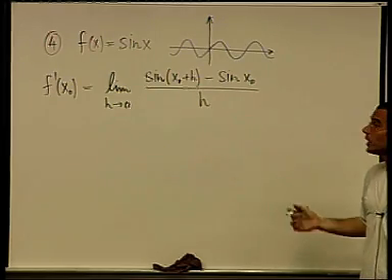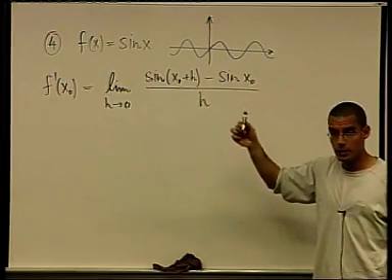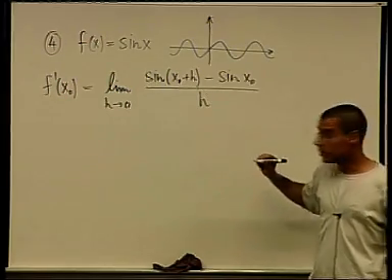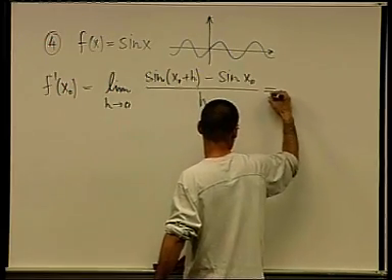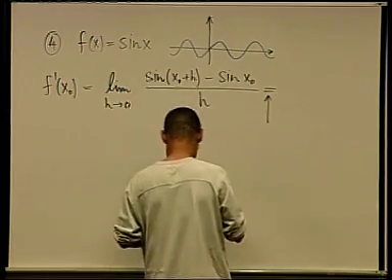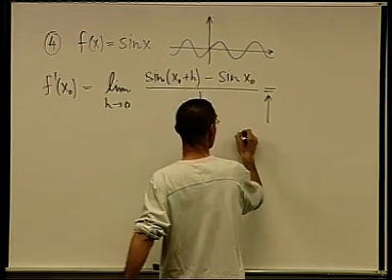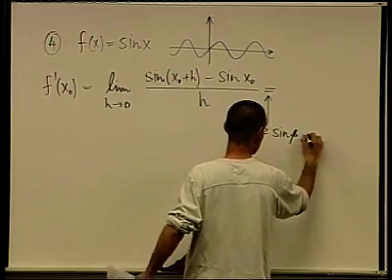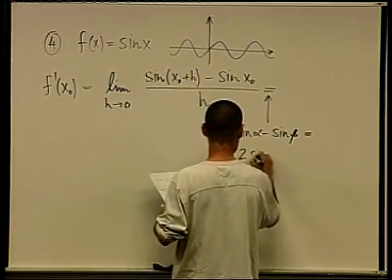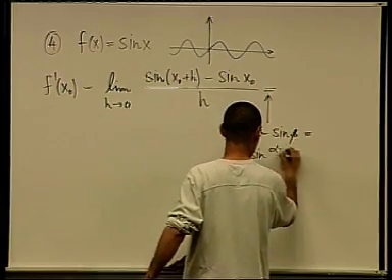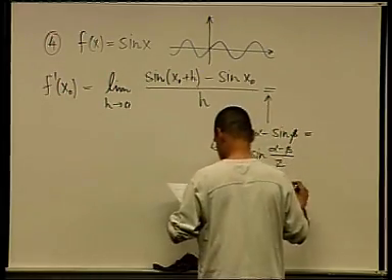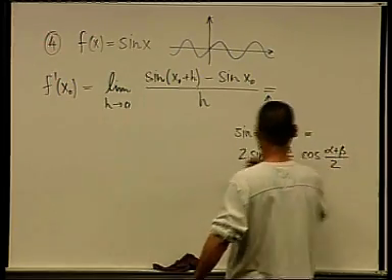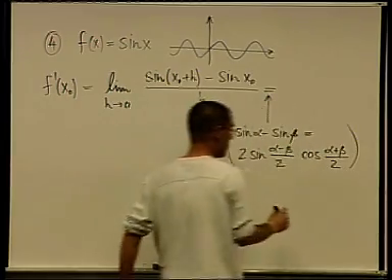Trigonometry. There's a formula for the difference sine A minus sine B. You may not remember it by heart, but I'm going to remind you. In general, sine alpha minus sine beta equals 2 sine of (alpha minus beta) divided by 2 times cosine of (alpha plus beta) divided by 2. So this is a known trig formula.